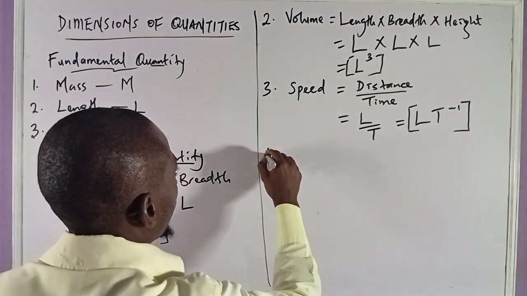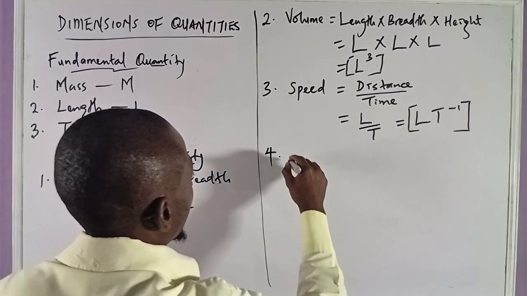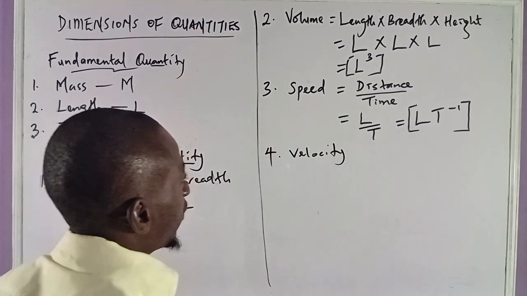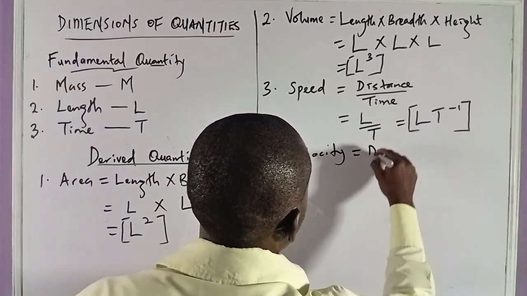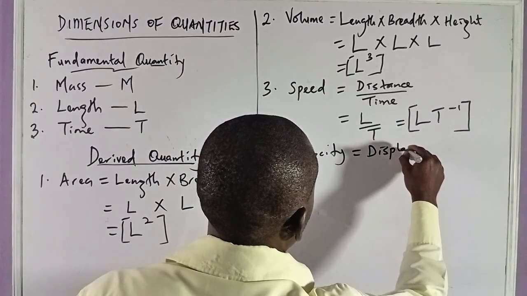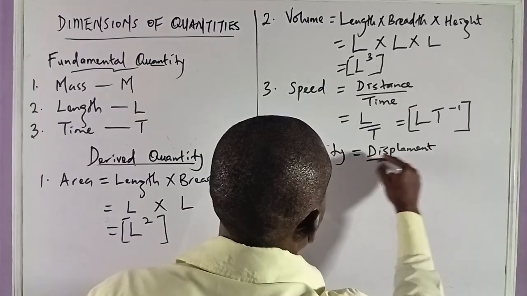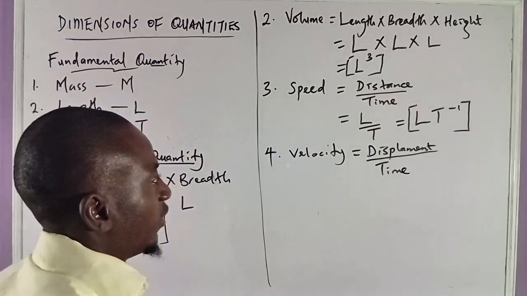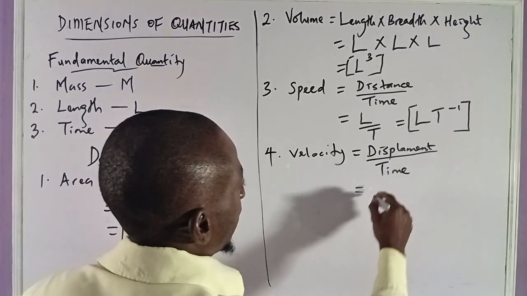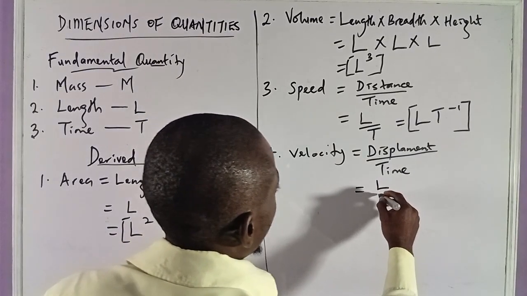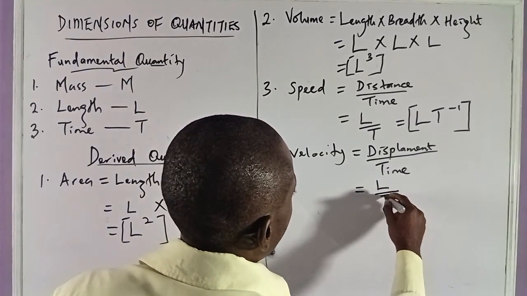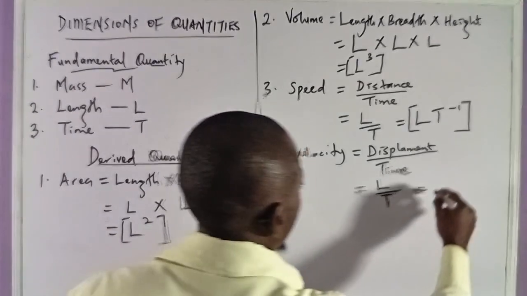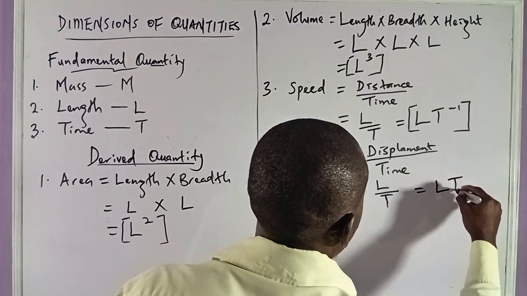Number 4. Let's pick velocity. Velocity is displacement divided by time. Our displacement will be represented by L, and time will be represented by T. Therefore, the dimension of velocity is L divided by T.